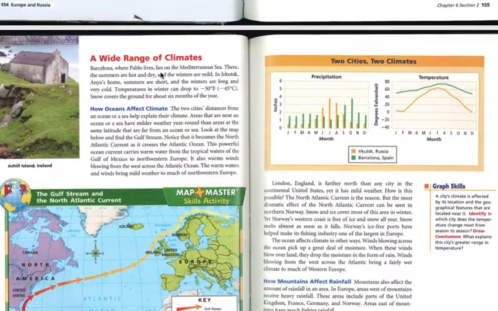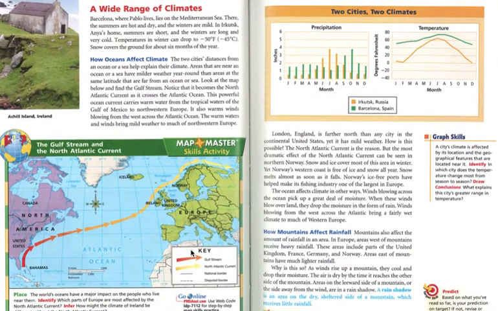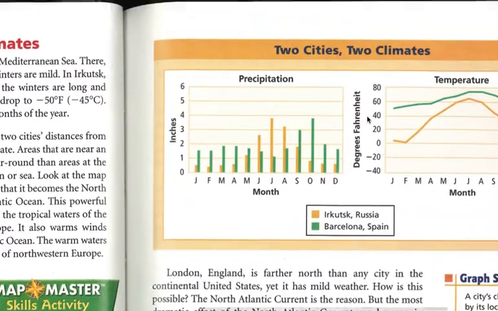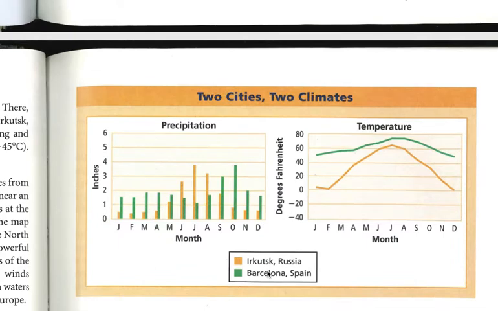So this section is about a wide range of climates. And we can look at this map here of 2 cities and 2 different climates, Barcelona, Spain, and Irkutsk, Russia. Looking at the precipitation in Russia, January, February, March, April, June, July, August has high precipitation, whereas in Barcelona, it's pretty steady, these green throughout the year, except then in September and October it gets much higher.